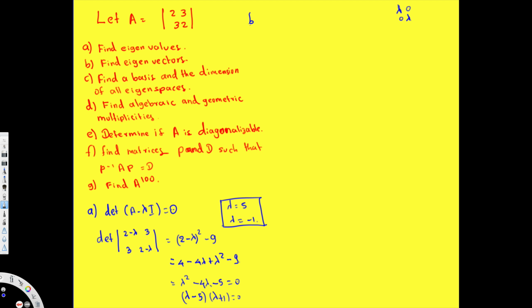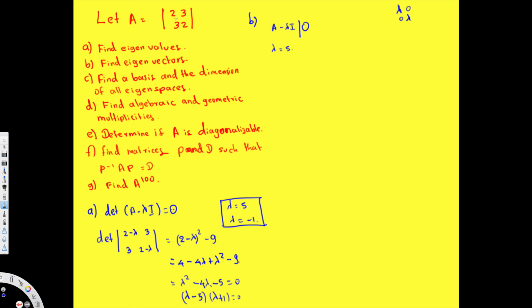The second question is asking to find the eigenvectors. Let's see how we can do this. To find the eigenvectors, we simply find the null space. So A minus lambda I times the vector is 0. This is the basic null space. We have to do it for both eigenvalues, so first I begin with lambda equal to 5.